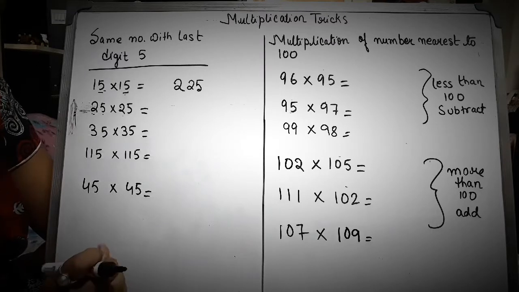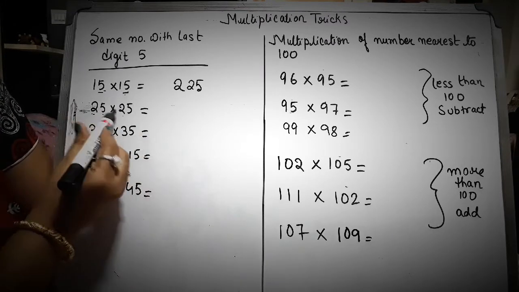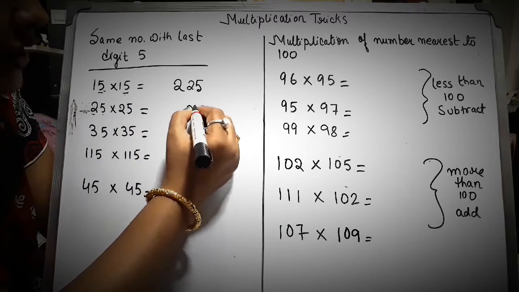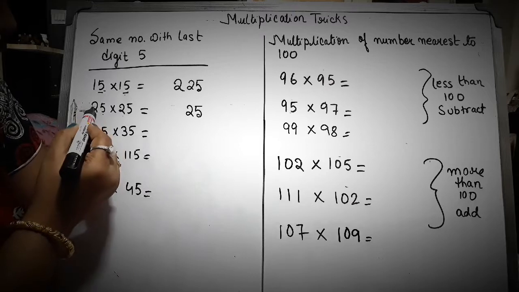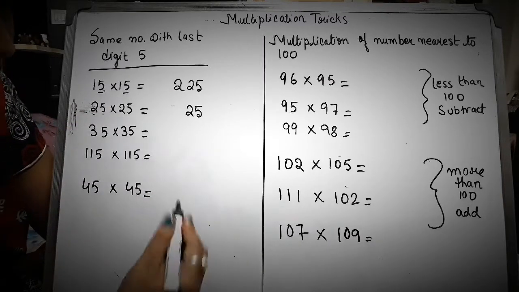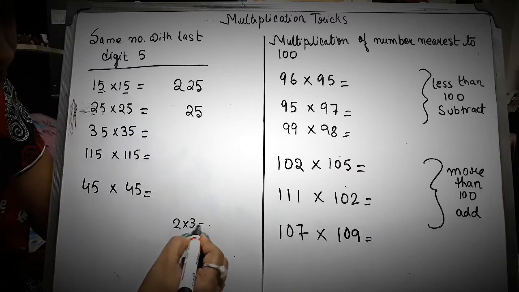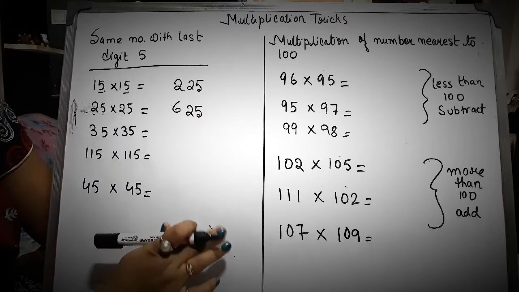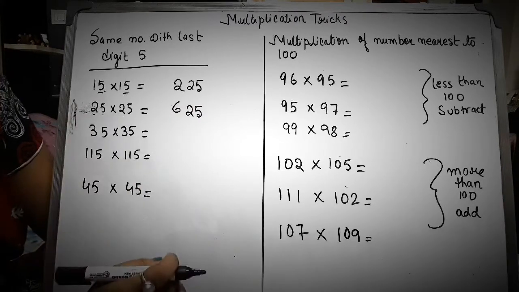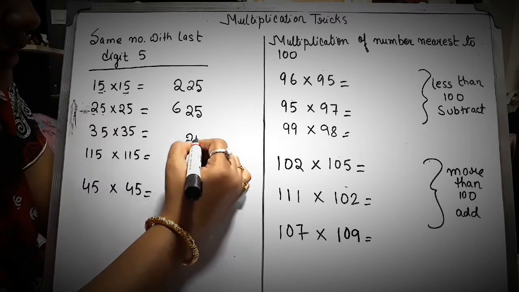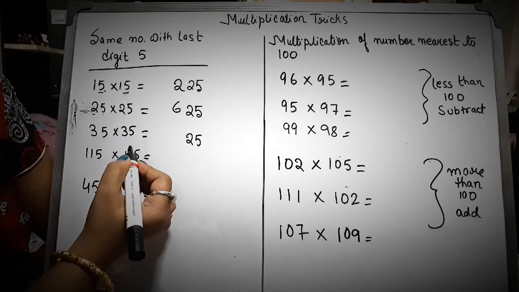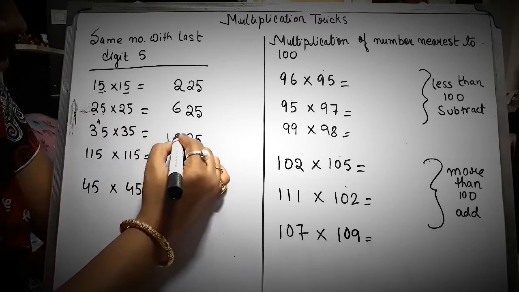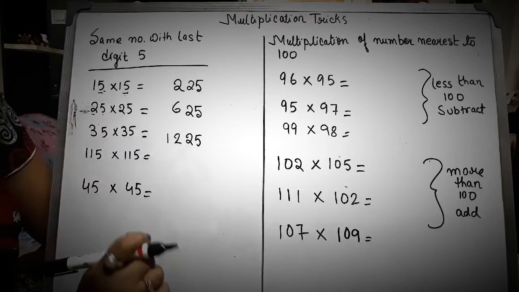Okay, it's very easy. Second one, same, 25 into 25. So 5 into 5, we will write down 25. Clear? Then 2's after number is what? 3. So 2 into 3, 6. So your answer is 625. Okay? Then 35 into 35, same, 25. 3's after number 4. So 3 into 4, how much? 3 into 4, 12. So this is the answer.